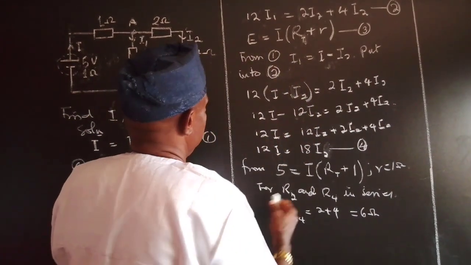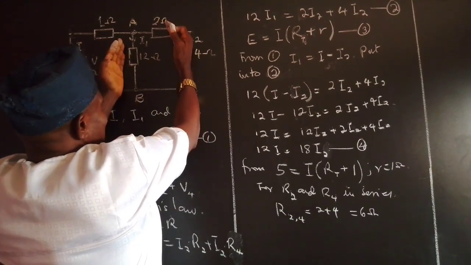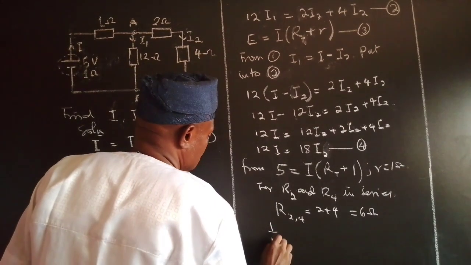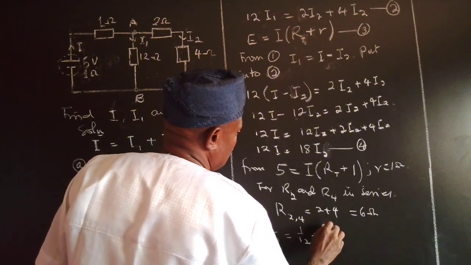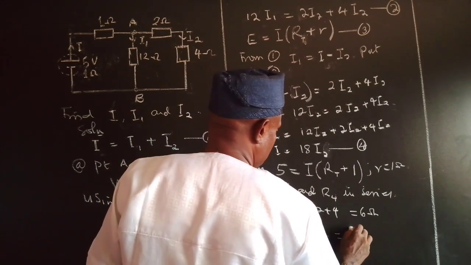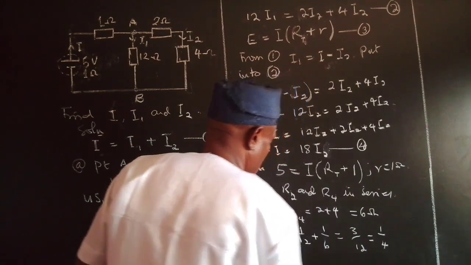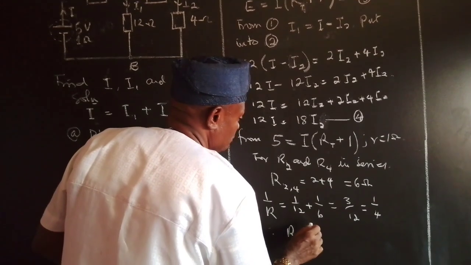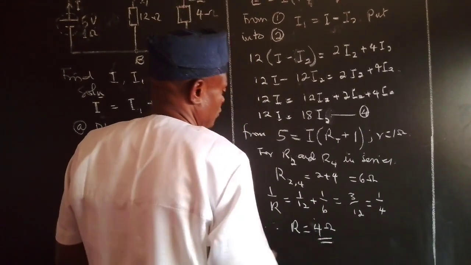The next thing we are going to do is, if you combine this and this, they are now together. So the result of that is now in parallel with the 12 ohms. So the result of that is equal to 1 over 12 plus 1 over 6. If you find the LCM, you're going to have 3 over 12, and the result is 1 over 4. Therefore, the R between them is equal to 4 ohms.